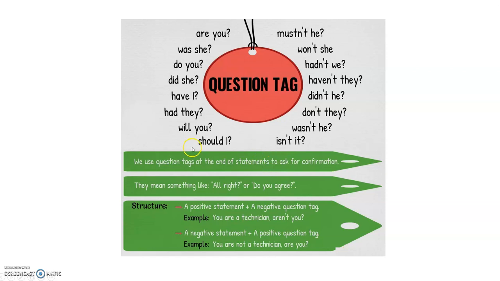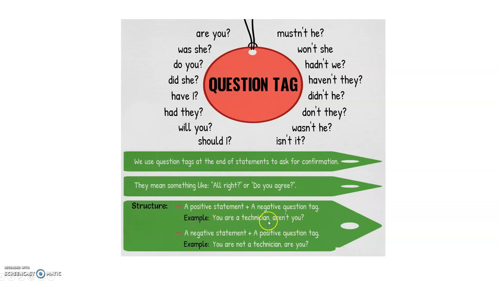Where do we put it? At the end. At the end of the statement to ask for confirmation, whether yes or no, whatever. Now how is the structure? How do you write it in a sentence? A positive statement plus a negative question tag. If the statement is positive, then the question tag is always negative. Remember this.